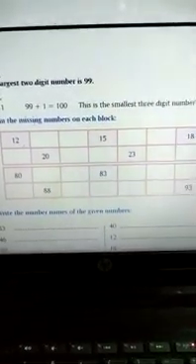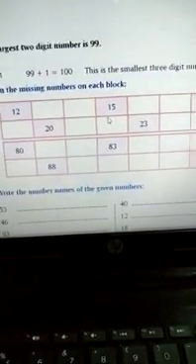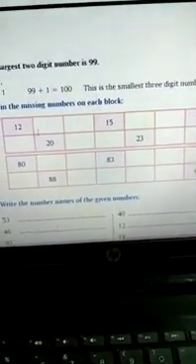Now fill in the missing numbers on each block. तो इसमें मिसिंग नंबर्स आपको लिखने हैं. 1 to 100 तो सबको आते ही होंगे. So we have to write the missing numbers. So what will come here?